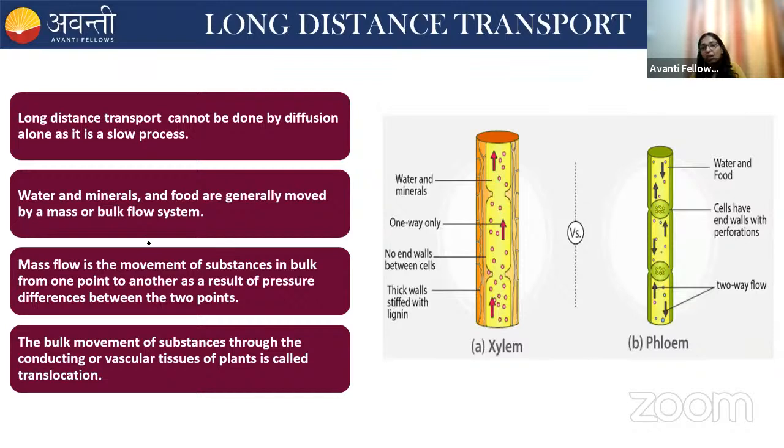Moving next is long distance transport. So long distance transport cannot be done by diffusion, because diffusion is a very slow process. No energy is required in diffusion. So the water and minerals and food are generally transported by mass flow. And mass flow is the movement of substance in bulk from one point to another point because of the pressure differences between the two points.